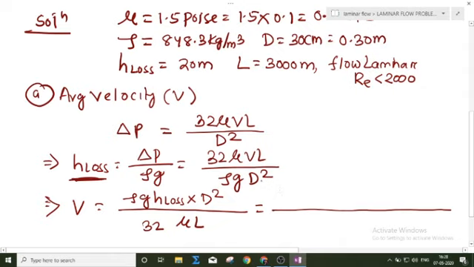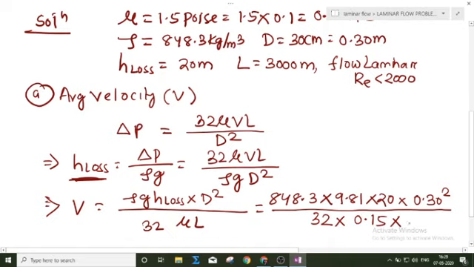What is the density given to you? It is given as 848.3, into G, which is 9.81, into the head loss, which is given as 20 meter, into d square, that is 0.30 square, divided by 32 into the dynamic viscosity, which is 0.15, into the length, which is 3000.